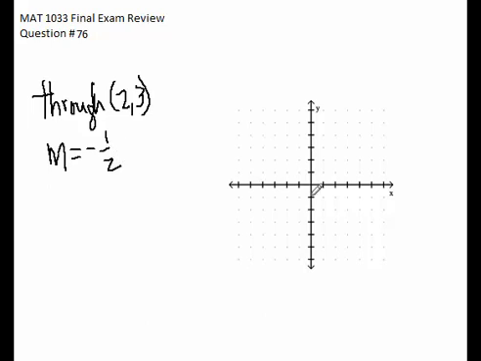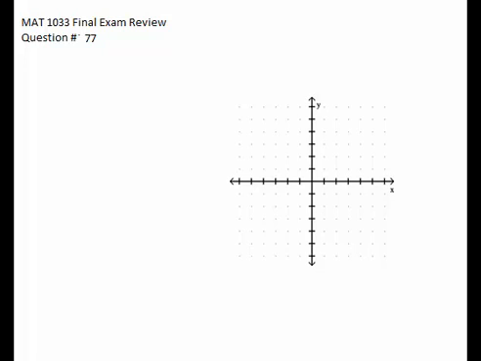So we plot the point (2, 3) from the origin, right 2, up 3, and then based on the slope we would move from that point we plotted down 1 and then right 2. So we're going to move down 1, right 2, and we'll plot another point down 1, right 2, which will give us a little bit better opportunity to connect those dots. And there's the graph of the line.